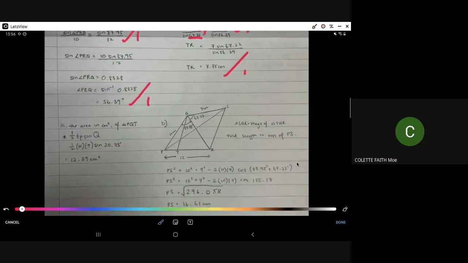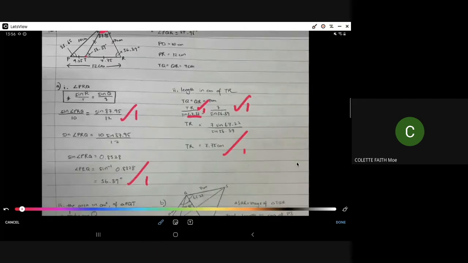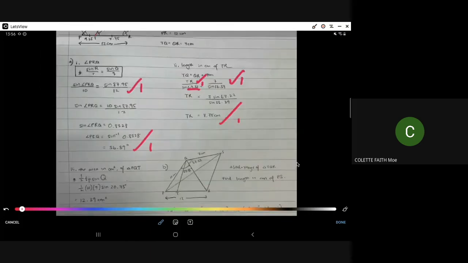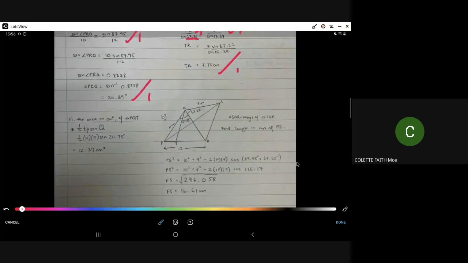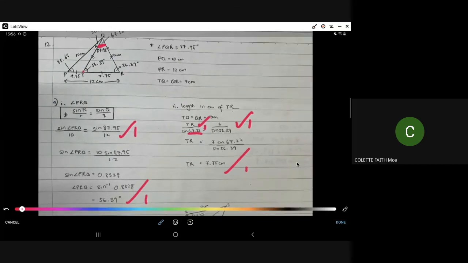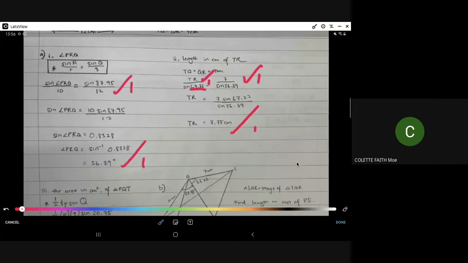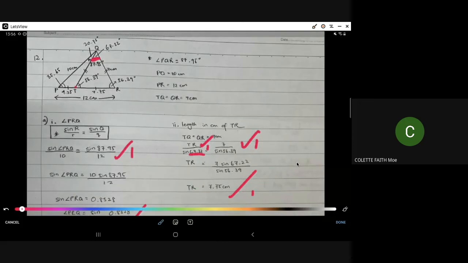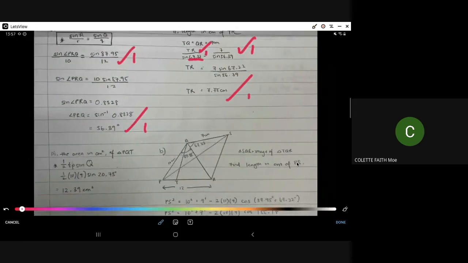For the third question, they want to find the area of PQT. So again, we need to use the formula. It is also listed in the formula list. But first we need to find PQT. So we minus 87.95 with 67.22 to get 20.73. Then we put it into the formula. So 1/2 times 10 times 7 times sine 20.73 is equal to 12.39 cm squared.